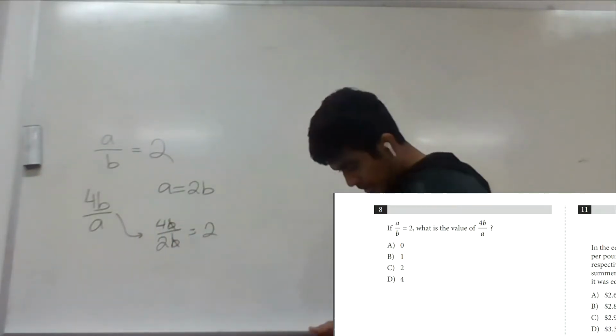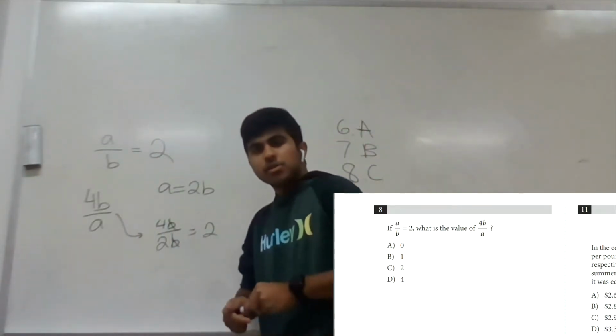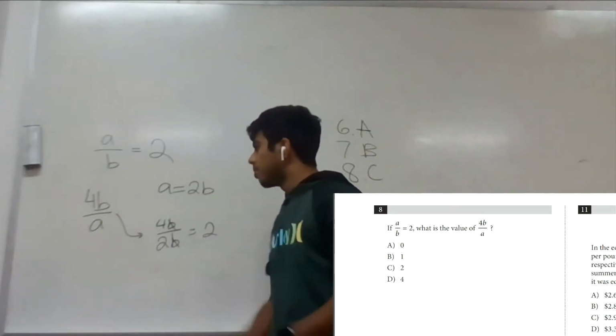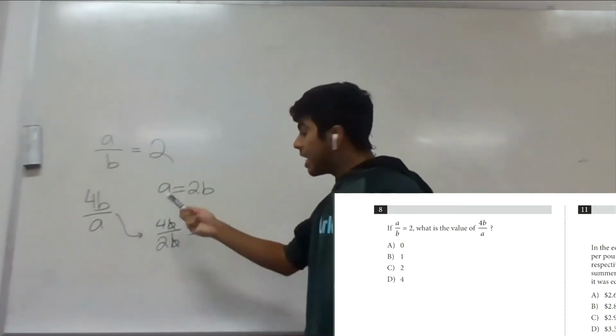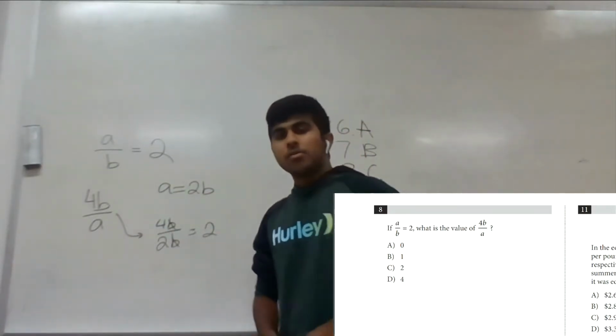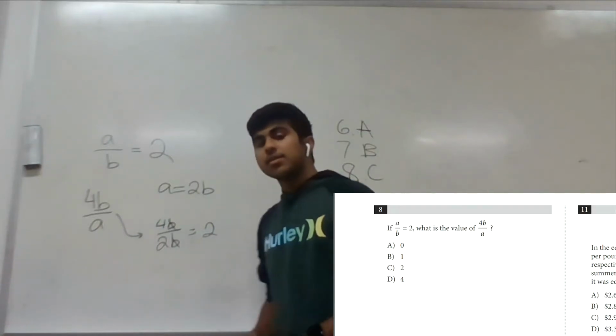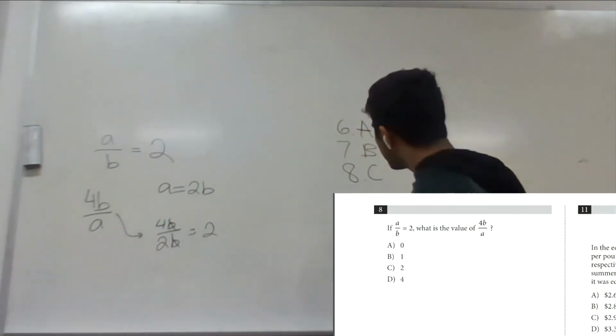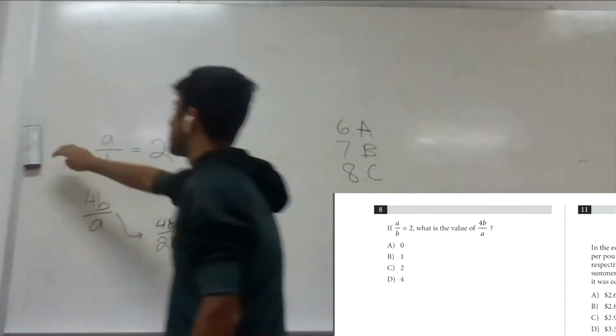It's still C. So the quicker way is to notice that you can flip it and then just multiply by 4. The slower way is to write a in terms of b and then plug it in. Both of these ways are valid, and we still get the same answer, 2, answer choice C. Let's keep going.